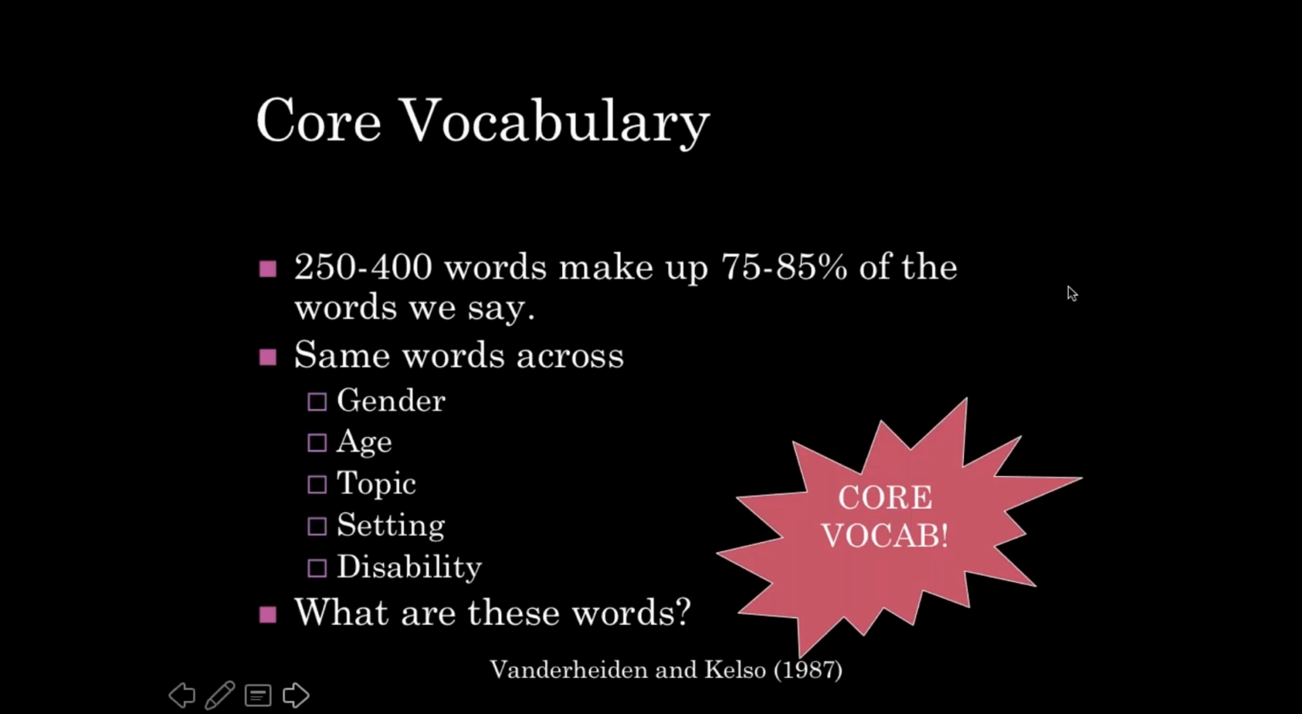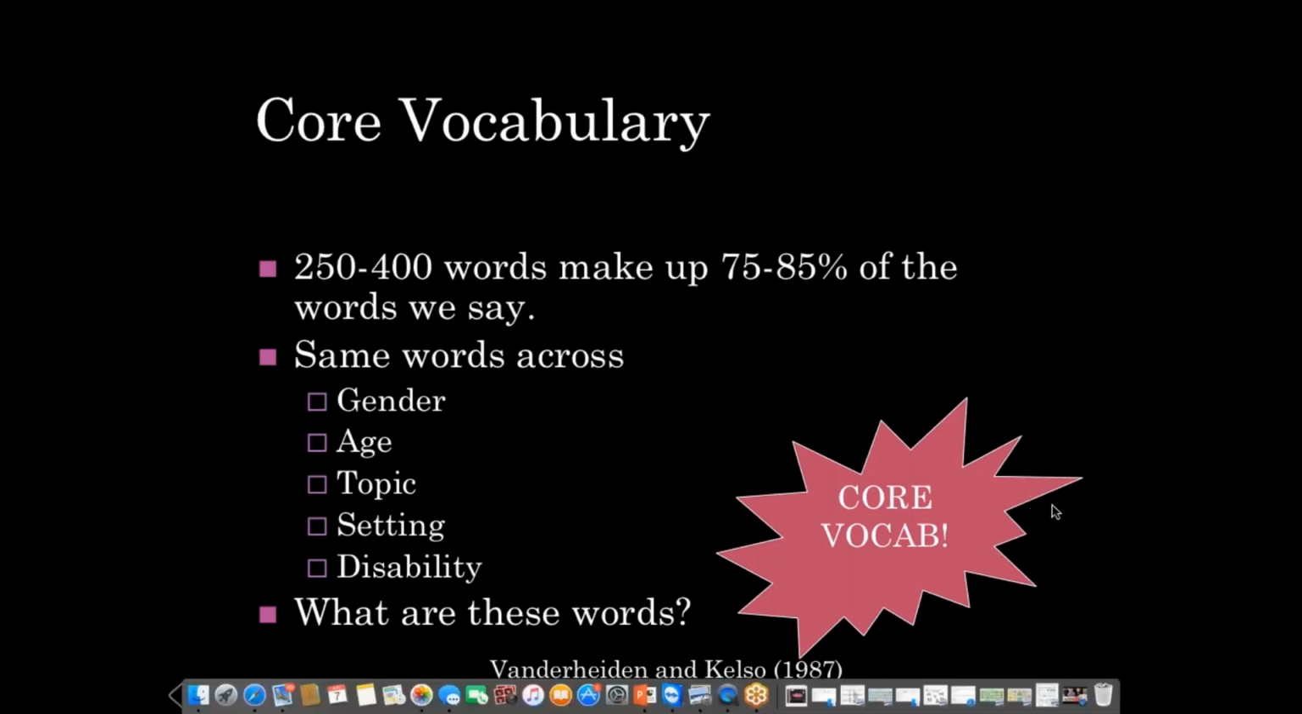So let's break it down. What this really means is there are 250 to 400 words that make up to 85% of what we say as verbal communicators. So really, that's a very small group of words that we say a lot of the time. If you think about a 10,000 word dictionary, that's a really small group of words.